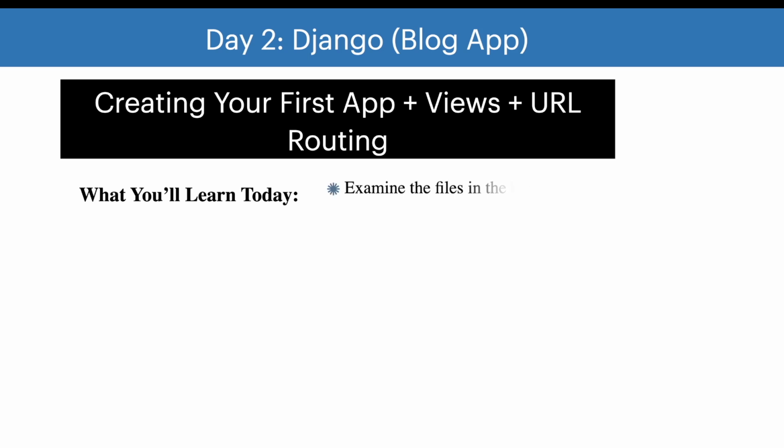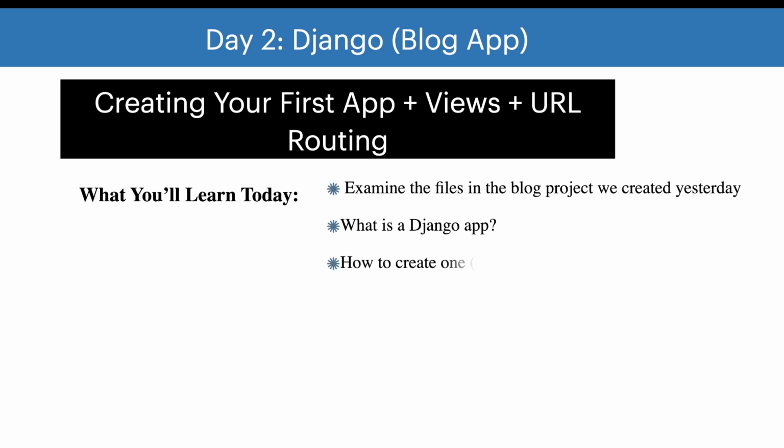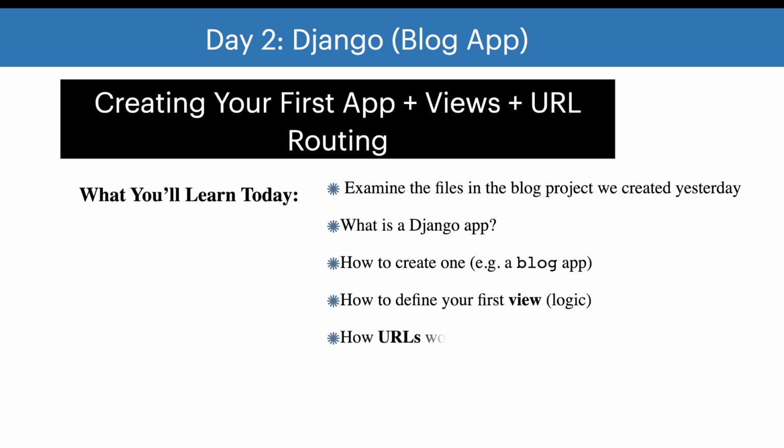So we'll start from the project we created yesterday, and we'll examine the files in this blog project. We will master what a Django app is. We'll look at how to create a Django app. We will define our very first view and see how it works in Django. We will master Django URLs and also see how to connect this app to the Django project we created yesterday.